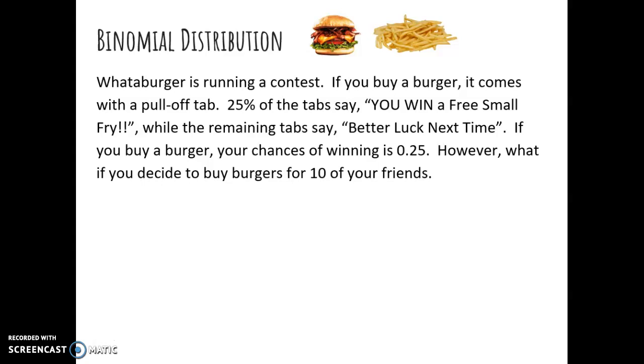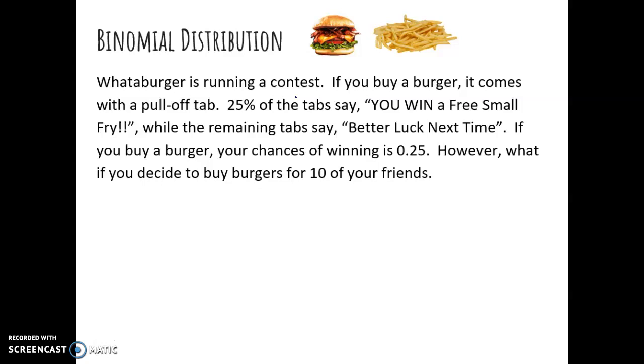Has anybody heard of the restaurant Whataburger? It's a restaurant chain in the South. They sell hamburgers. Well, let's say that Whataburger is running a contest, and if you buy a burger, it comes with a pull-off tab. 25% of the tabs say you win a free small fry, while the remaining tabs say better luck next time. So if you buy a burger, your chances of winning are the same as the percentage of tabs that say you win. It's 0.25, which is the same as 25%.